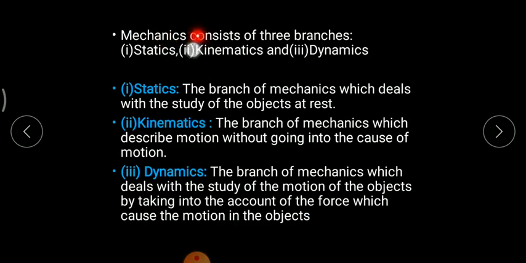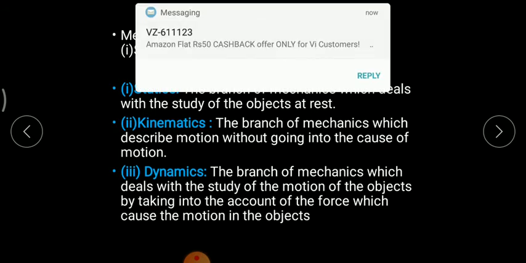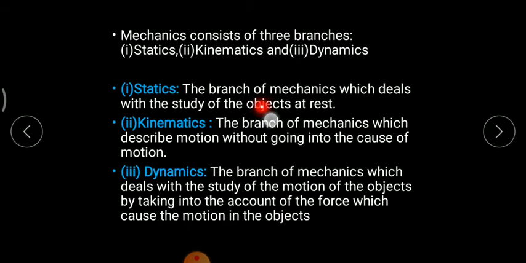Now, mechanics consists of three branches, that is statics, kinematics and dynamics. So what exactly do you mean by statics? Since we are studying motion, the branch of mechanics which deals with the study of objects at rest is termed as statics. For instance, an object which is at rest but still something is happening inside that object. If an individual is studying an object which is at rest, it means he is studying statics. In a similar manner, kinematics is the branch of mechanics which describes motion without going into the cause of motion.